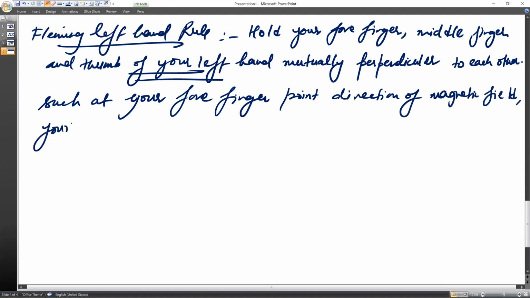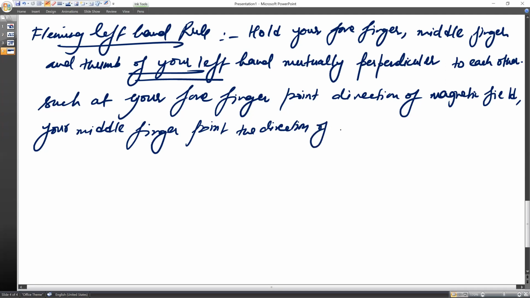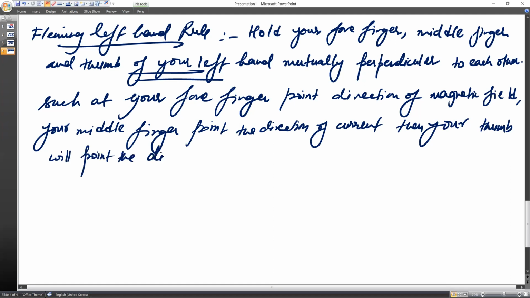Your middle finger points in the direction of current, then your thumb will point in the direction of force. Okay, so this is the law that we need to understand.